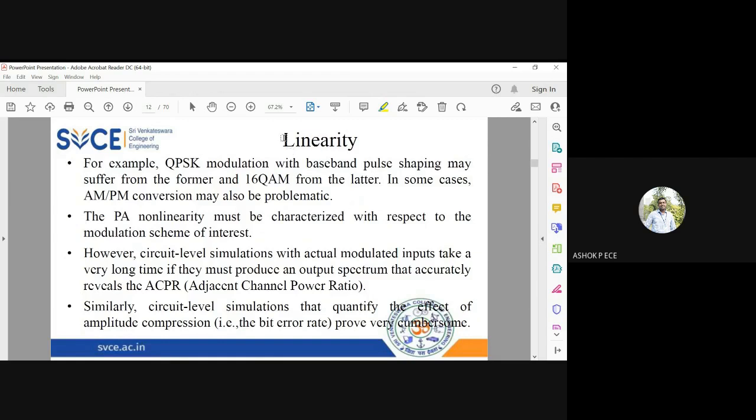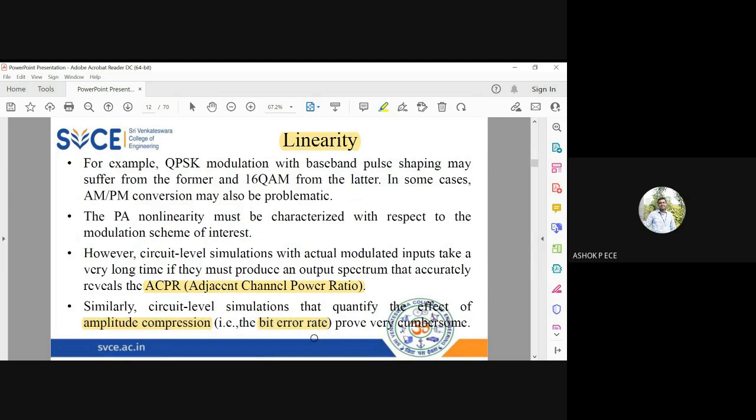So linearity has to be given appropriate importance in your power amplifiers, and we have a measure called adjacent channel power ratio, ACPR. This will exactly say how much adjacent channel power is overlapping with your current channel power. That is going to be unwanted power, which is lossy in nature. Also, for amplitude compression, we quantify it by BER, bit error rate.